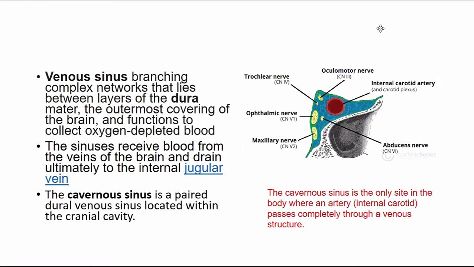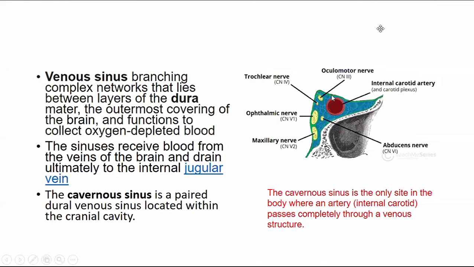Now, the cavernous sinus is one of those venous sinuses. It is a paired structure located within the cranial cavity. If you can see this image, it is cavernous, meaning there are many compartments within. The blue stuff within is the venous blood. Not only venous blood, there are structures: we have nerves as well, and the internal carotid artery which passes through it. Now for an important tidbit, the cavernous sinus is the only site in the body where an artery, the internal carotid artery, actually passes completely through a venous structure.